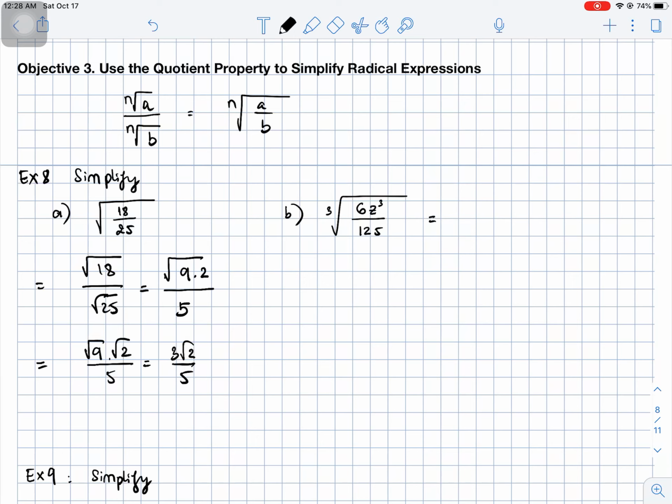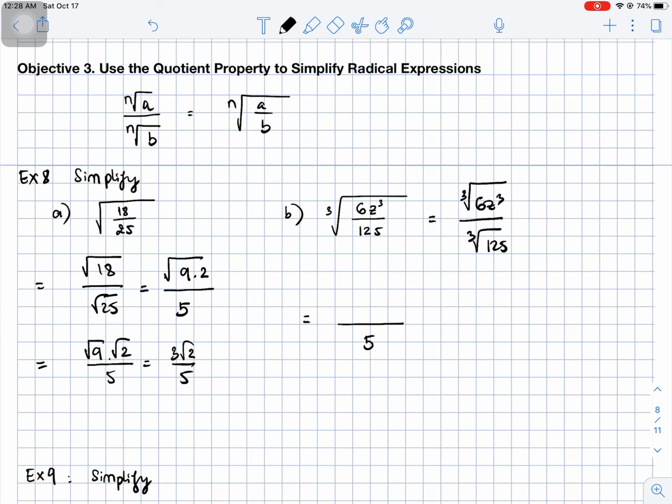For 18, we will break it as 9 times 2. Then we separate the 9 and the 2, so the square root of 9 and the square root of 2 over 5. Then we got 3 square root of 2 over 5.